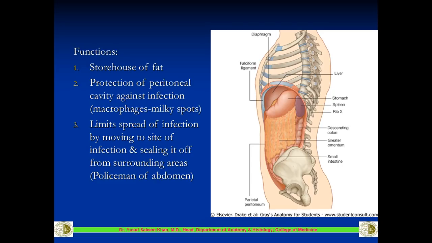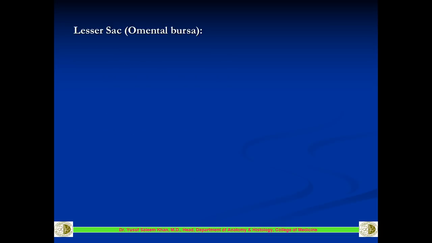So at that time, this whole part of the peritoneum moves and totally covers that part, the infected or inflamed part, and it confines that infection to that region. This is called the appendicular mass, which can be seen in later stages if the infection is not treated in time. This is called the policeman of the abdomen; especially the Greater Omentum acts as the policeman of the abdomen. So these are some of the functions.